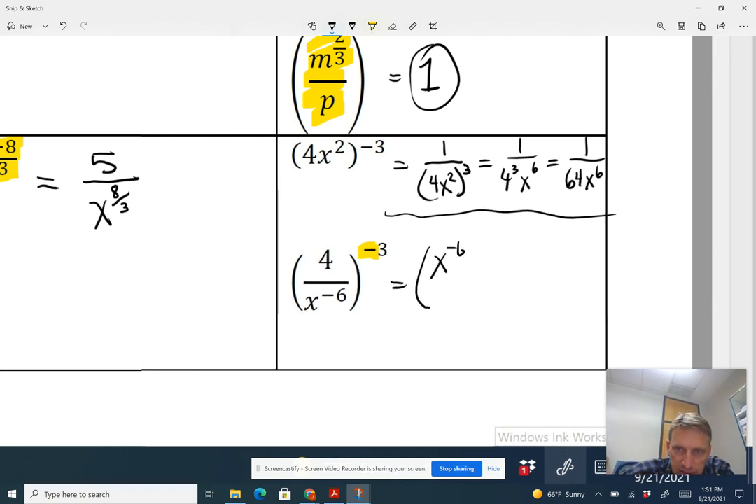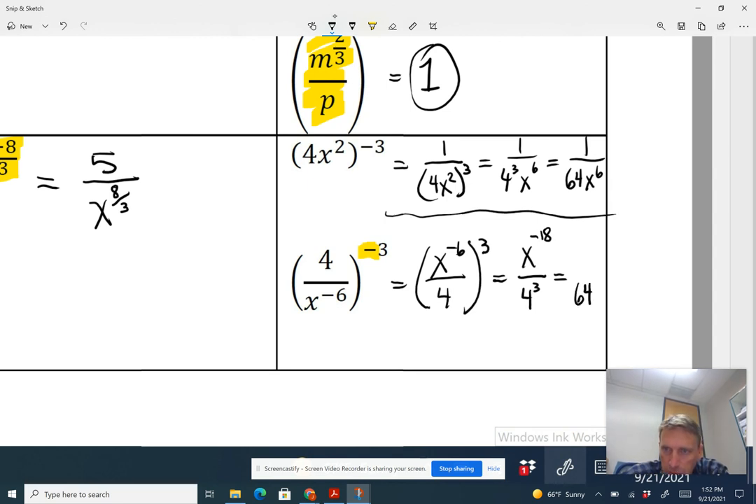x to the minus 6 up top, 4 on the bottom. Instead of raised to the minus 3rd power, it's just raised to the 3rd power, because we use the negative to get the reciprocal of what was inside. Then we just say this is x to the negative 6 times 3, which is negative 18, over 4 to the 3rd power. This 4 cubed is going to stay down here, but we'll go ahead and multiply it out. It's 4 times 4 times 4, which is 64.